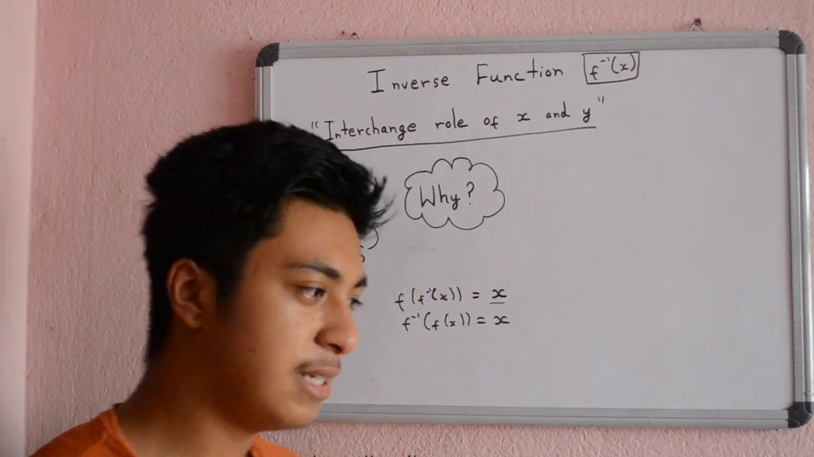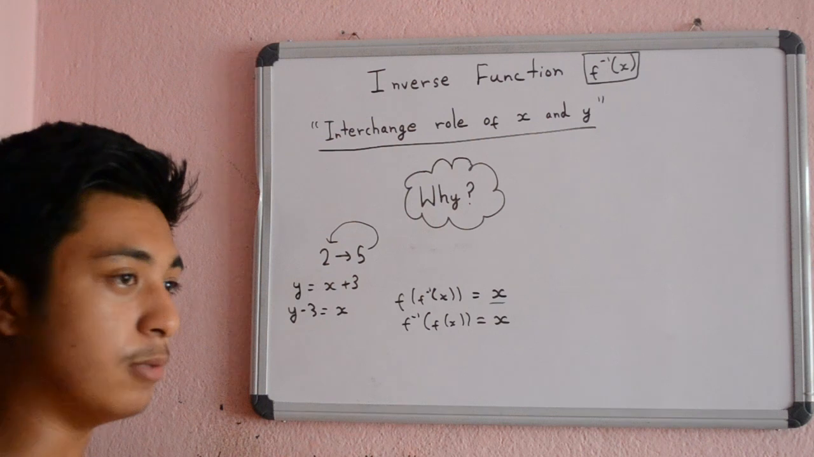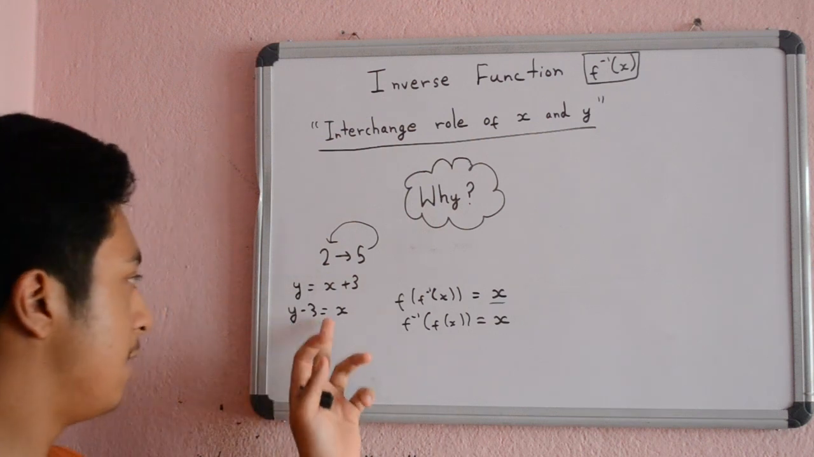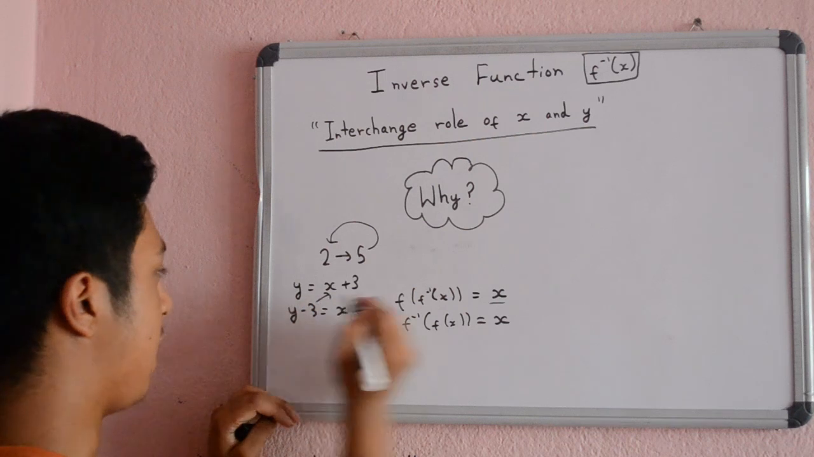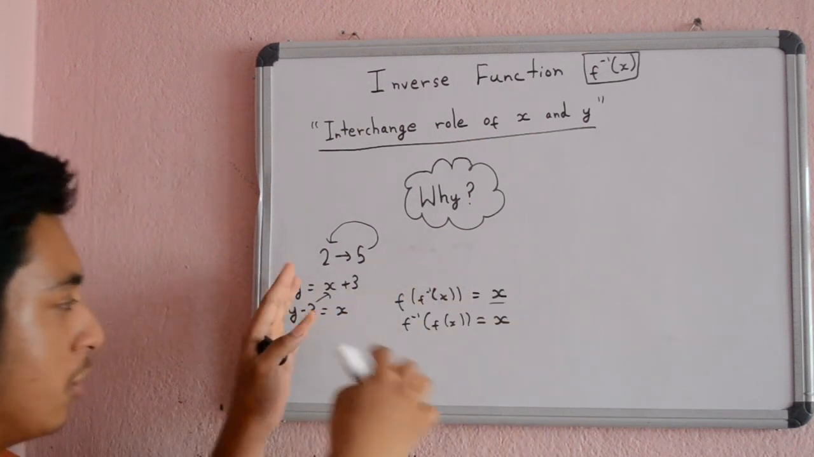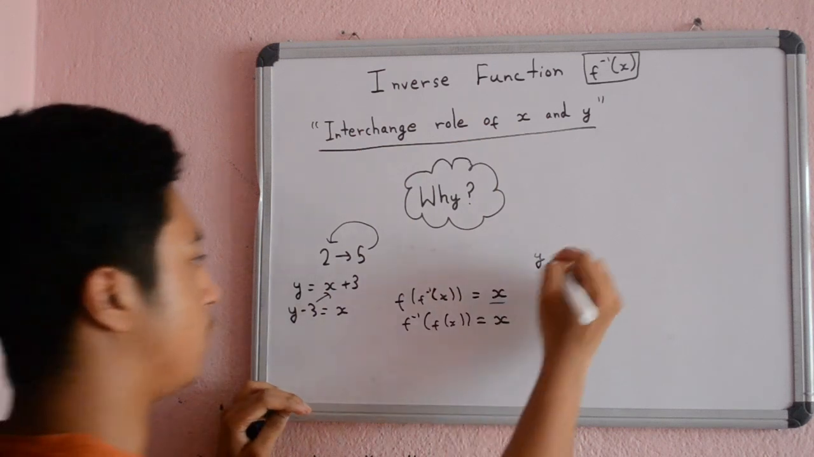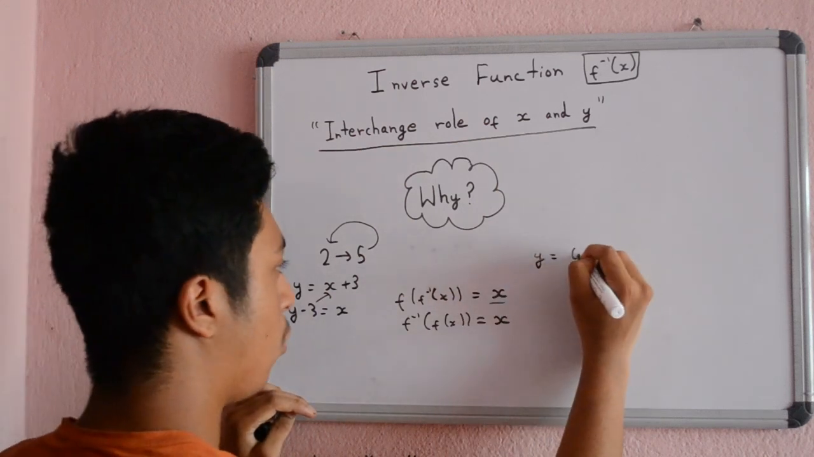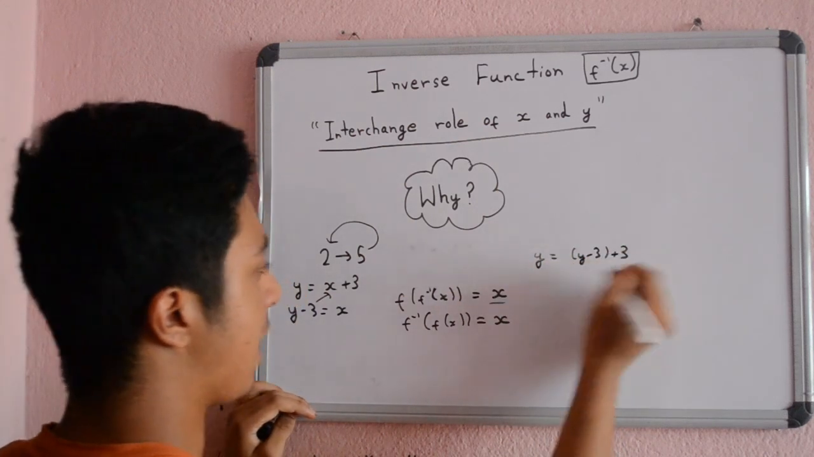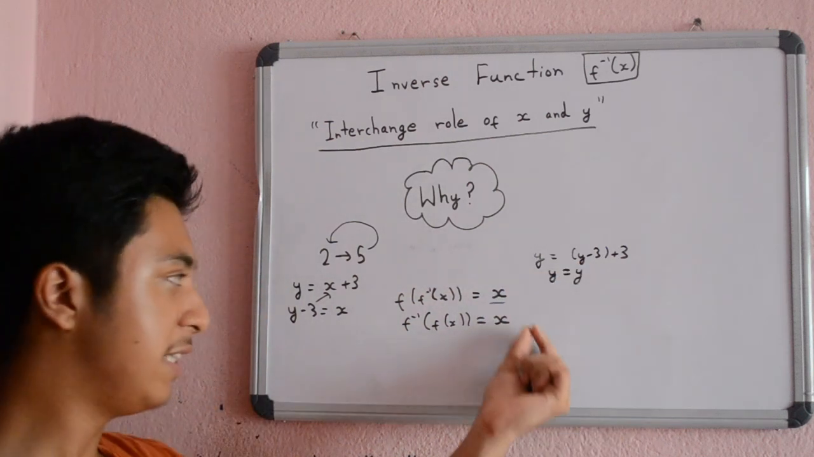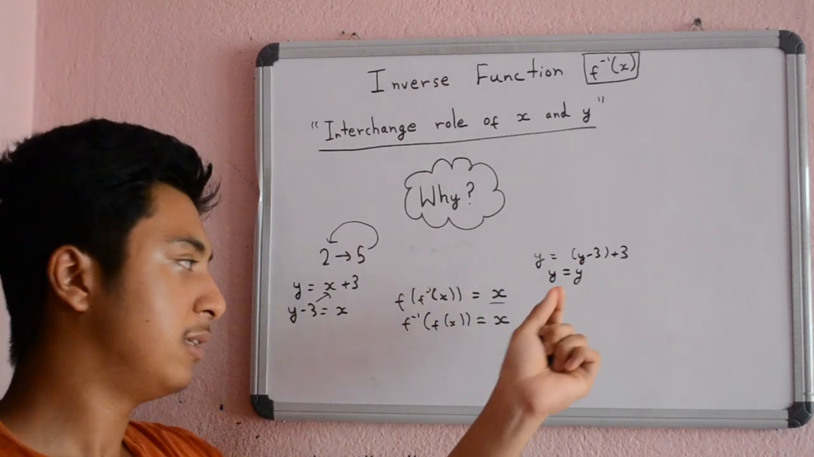But wait, I said we need something in terms of x, but this is that something in terms of y. Put that in place of x, and you'll get y equals y minus 3 plus 3, and as you can see we end up with y equals y. But we need y equals x.